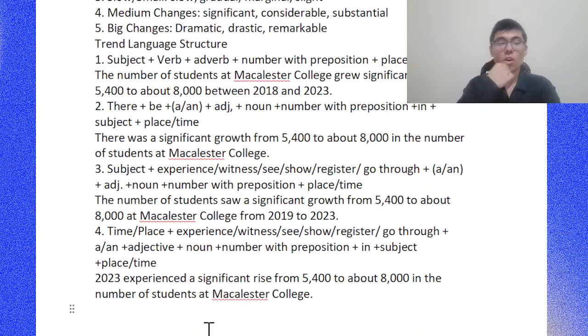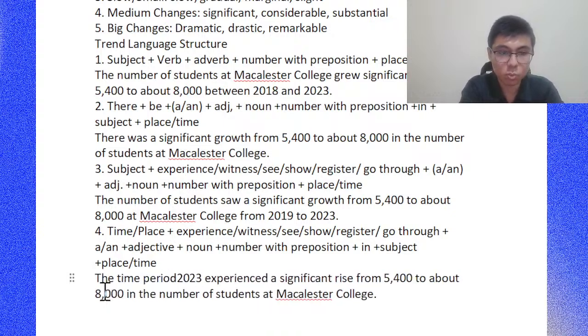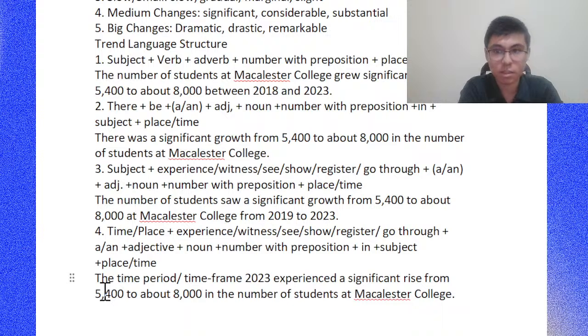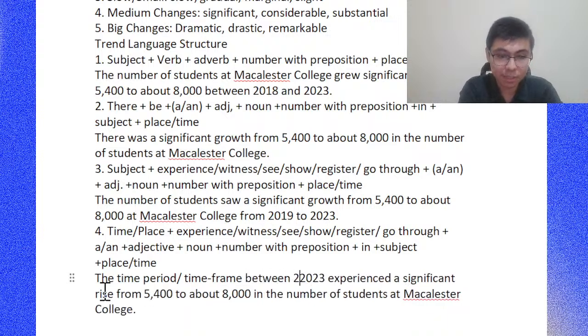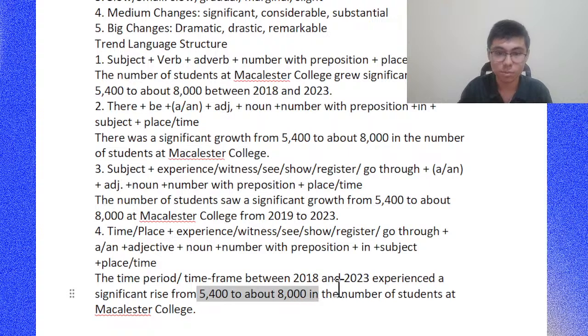And there's also another way of structuring this. You can also say the time period, or time frame between 2018 and 2023 experienced a significant rise from this to this in the number of students, right?